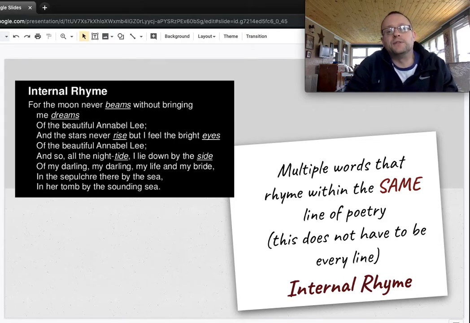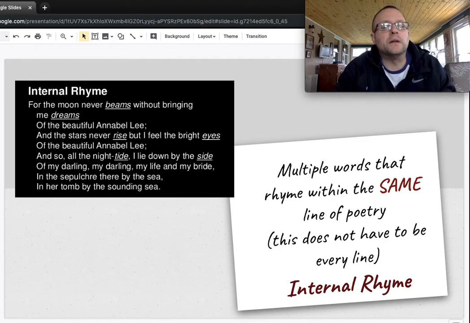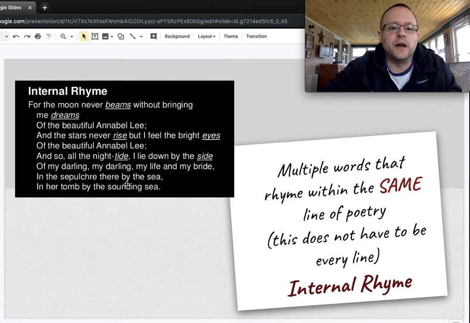So I have examples of internal rhyme within Edgar Allan Poe's Annabel Lee, where not every single line is going to have internal rhyme, but I have multiple words, in this case two, multiple words rhyming in multiple lines of poetry. And you can even see that I have a little bit of a combination of an end rhyme and an internal rhyme, with night tide and side internal rhyme, and then side and bride also rhyming as an example of end rhyme.